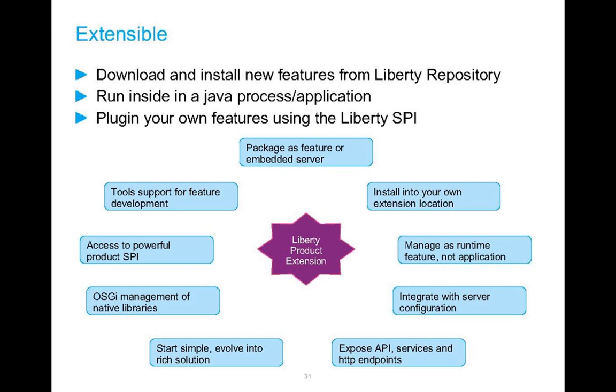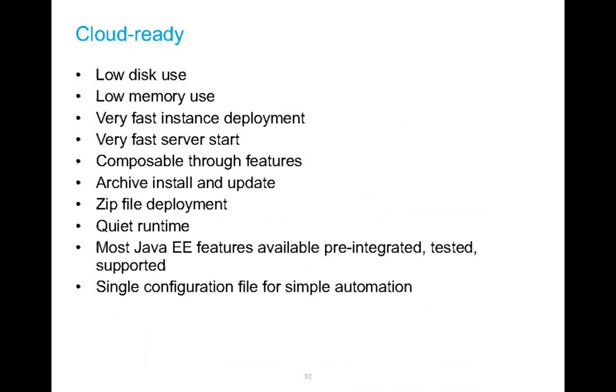It's cloud ready. So what are the things that we provide for cloud readiness? One is low disk use. The second is low memory use, fast server start, and fast instance deployment. When you provision a new instance, it is small and it starts fast, so it gets provisioned more easily and faster than, say, a very heavy app server. And then you can compose through features, so you just need the server package that you need for your application. That again results in a reduction of size.